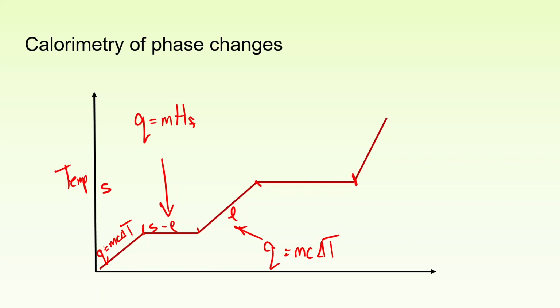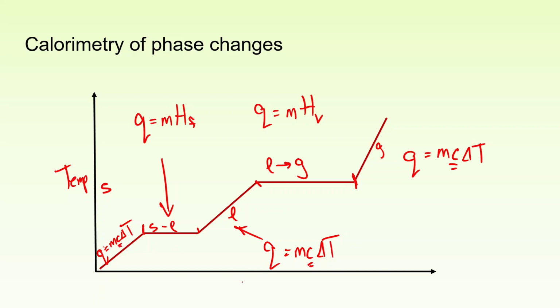All right, another flat section where I have a liquid going to a gas. I'm going to want to use the Q equals MH in this case because it's going to a gas, HV. All right, once I have only gas present, this section, and the temperature's changing again, I'm going to want to use the Q equals MC delta T. Now the values for C in these sections are all going to be different.